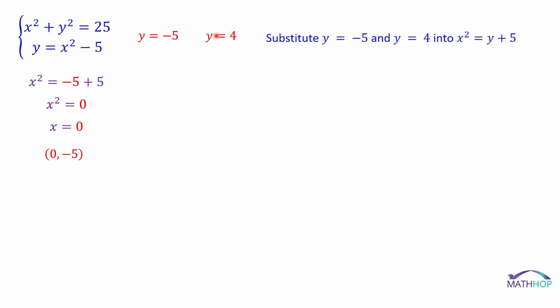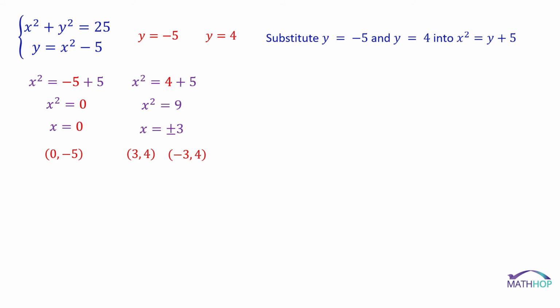Let's put y equals 4 in. X squared equals 4 plus 5. X squared equals 9. Remember, opposite of squaring is square rooting. When you take the square root of 9, remember, all square roots have a positive and a negative answer. The square root of 9 is positive and negative 3. That gives us two possible solutions. It gives us 3, 4 and negative 3, 4.